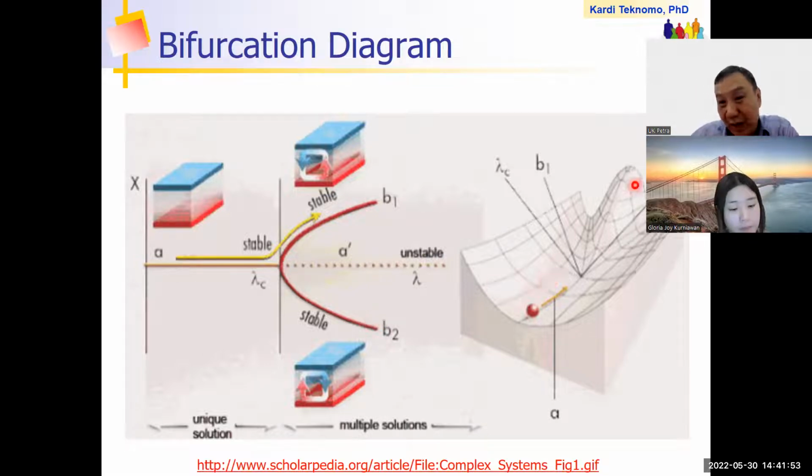So if I throw it in 3D, something like this, the ball now becomes a decision point, either to the left or to the right. So that's the bifurcation point. It is the decision point, the break.